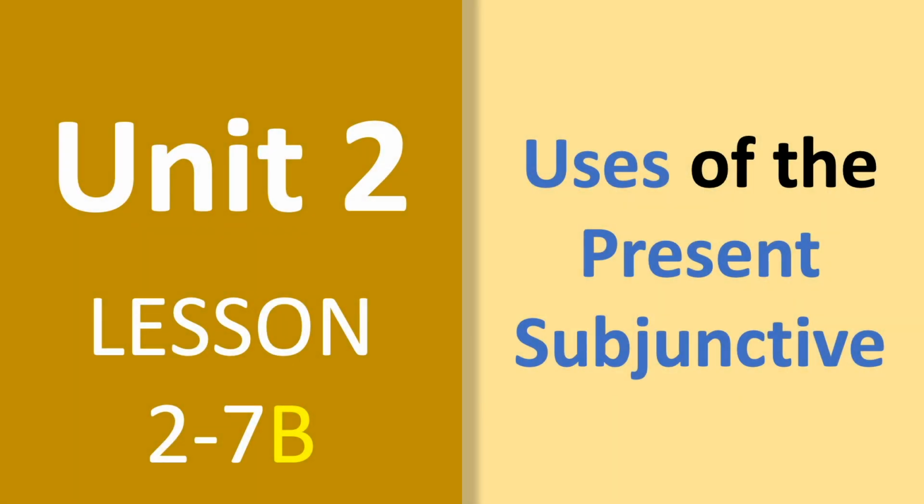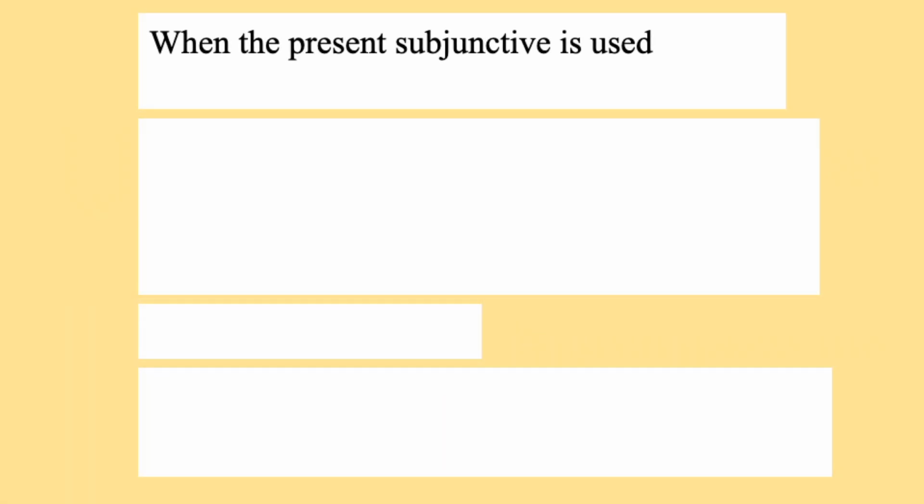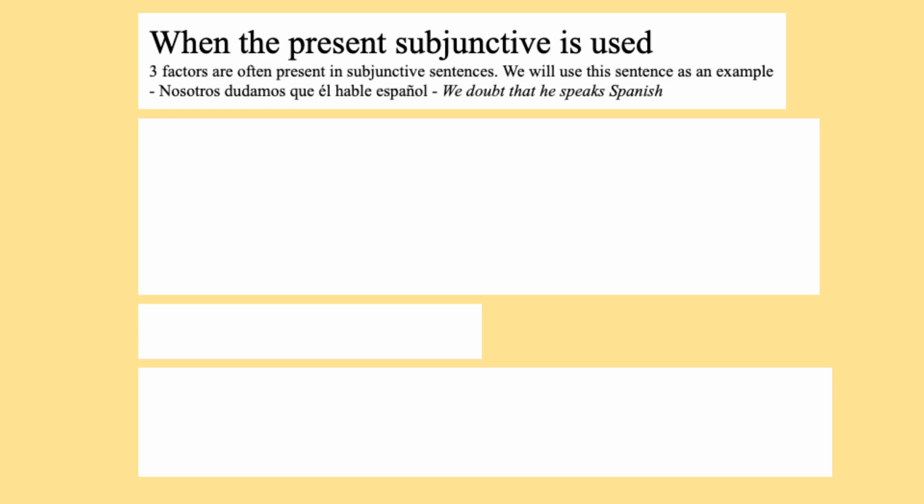This lesson will discuss the basic rules and uses of the present subjunctive. Subsequent lessons will look at subjunctive rules in even more detail. To start off with, you should know that there are often, not always, but often, three factors that are present in subjunctive sentences.